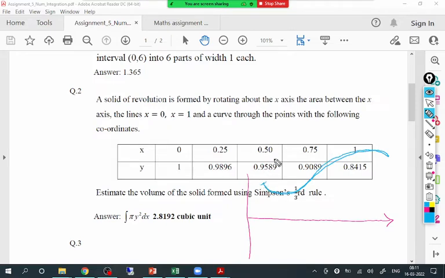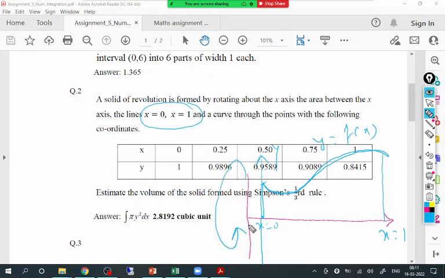So here is x equal to 0 to 1. Let us assume this is x equal to 0. This is the y axis. Say this is x equal to 1. So we have some curve y equal to f(x) and we are rotating about the x-axis. So this curve is revolving about the x-axis. When you rotate this curve about the x-axis, there is some solid, and we want the volume of this solid.